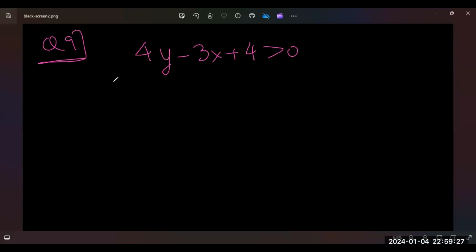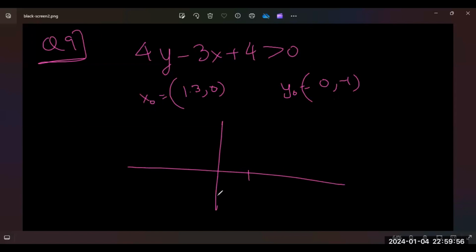Sir, the 0, 0 coordinate satisfies the equation. So the region of interest... I've been getting x-intercept as 1.30 and y-intercept as 0, minus 1. Okay, correct. The region of interest would be the one which contains the 0, 0 coordinates.